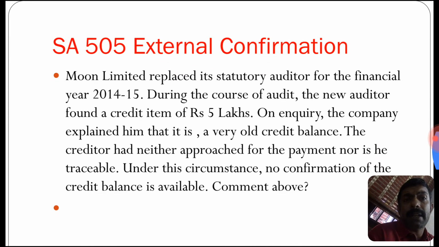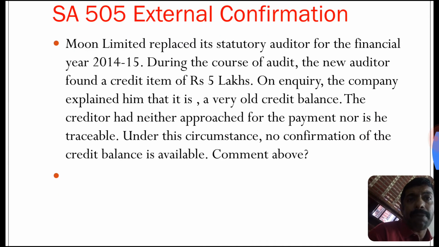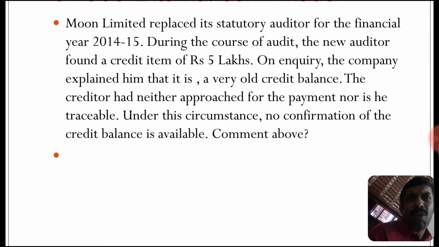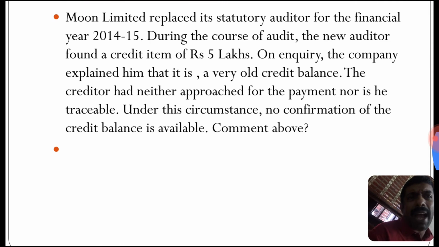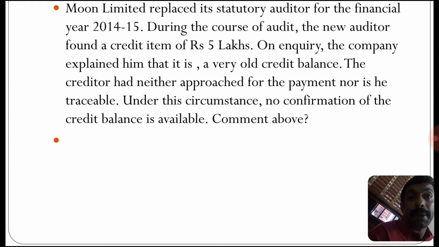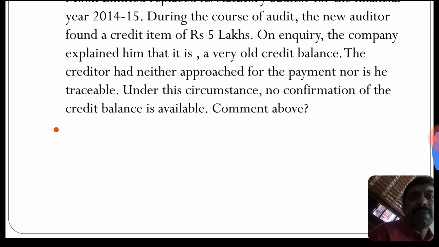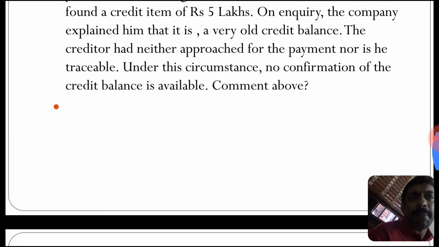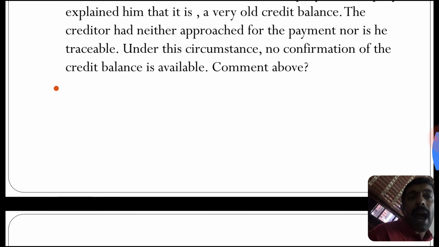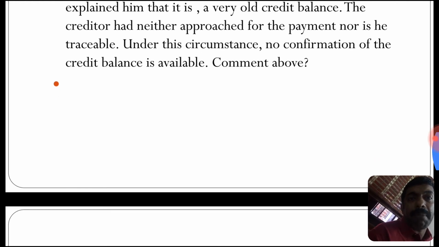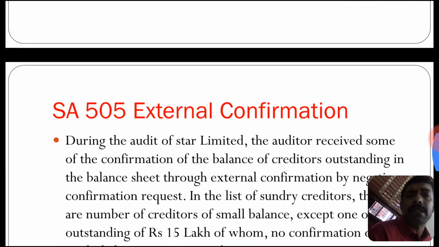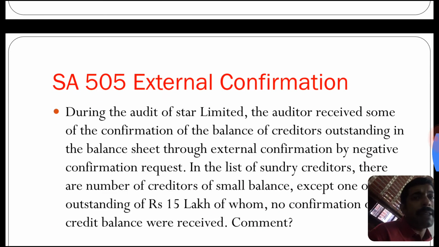Moon Limited replaced its statutory auditor for financial year 2014-15. During the course of audit, the new auditor found a credit item of 5 lakh. On enquiry, the company explained to him that it is a very old credit balance. The creditor had neither approached for payment nor is he traceable. Under these circumstances, no confirmation of credit balance is available. Comment. Apply alternative audit procedure. If still it is not available, then leave it.